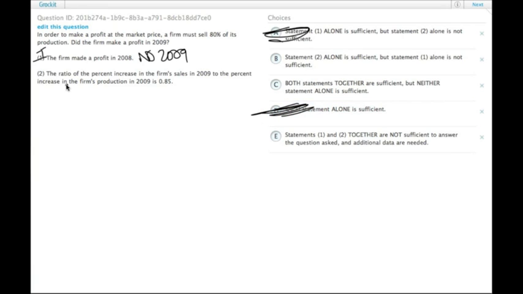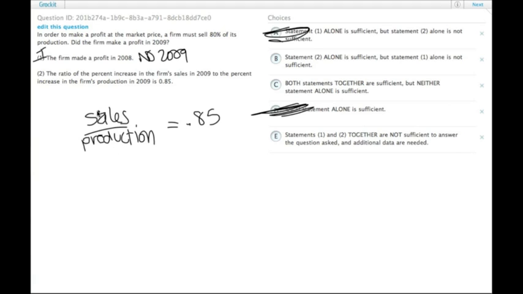Statement 2 is the trick, or the hard part. Statement 2 says the ratio of the percent increase in the firm's sales to the percent increase in the firm's production is 0.85. Okay, so sales over production is 0.85, which means that the sales did not increase as fast as the production did, or the percent increase in sales was not as great as the percent increase in production, right?